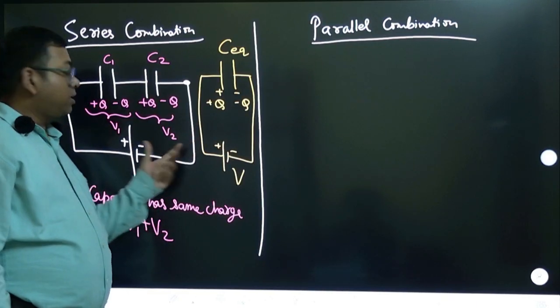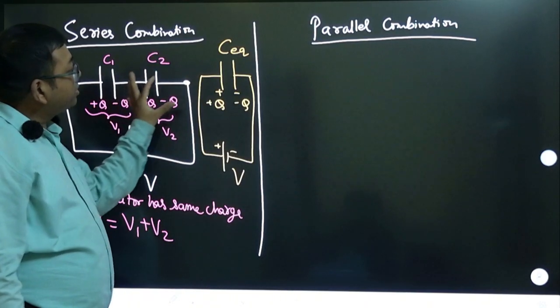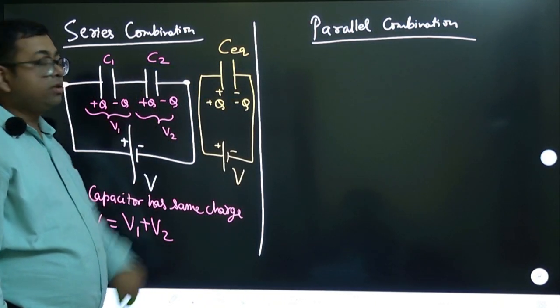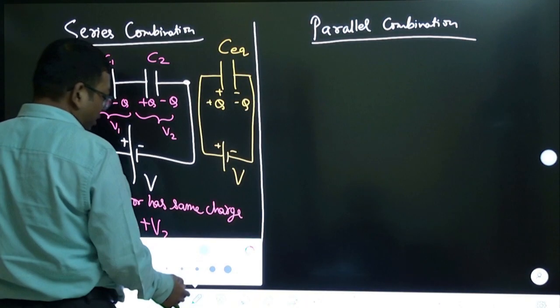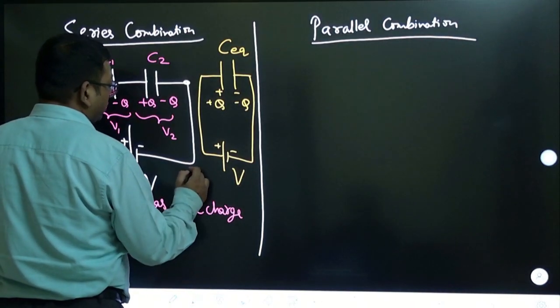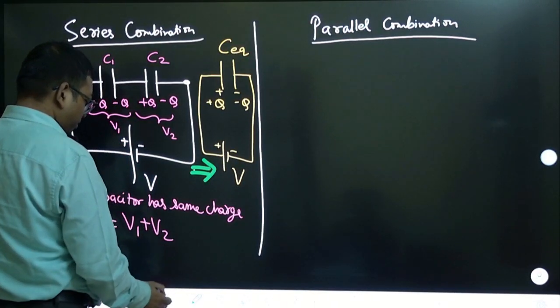It is having the same charge which they are having in this series. So you can replace these two with a single one, that is called C equivalent. So C equivalent means it's an equivalent of this system. It is an equivalent system.